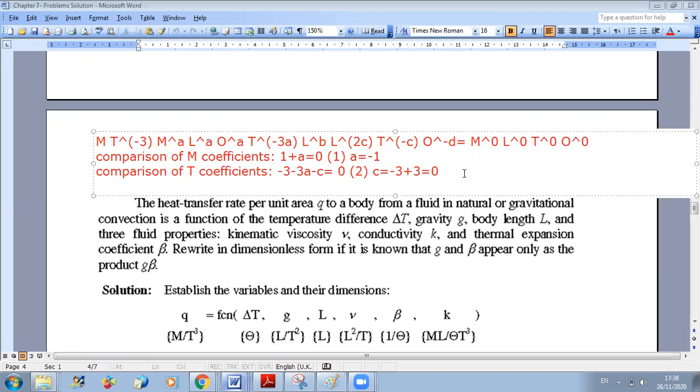What can you deduce? You can deduce that C is for which variable? C is for mu. So mu will not be included in the equation of Q. Okay. Now comparison of coefficients of L.